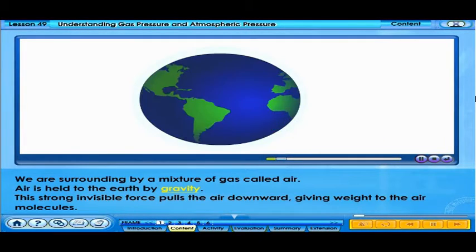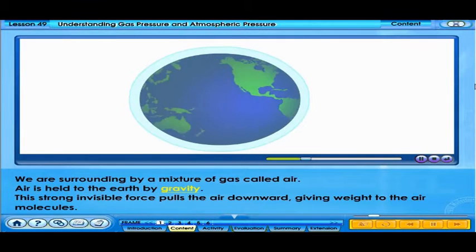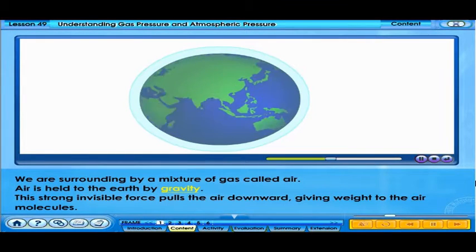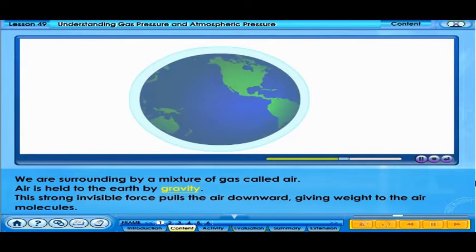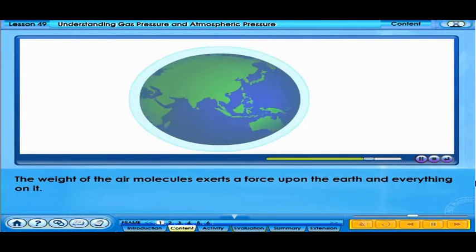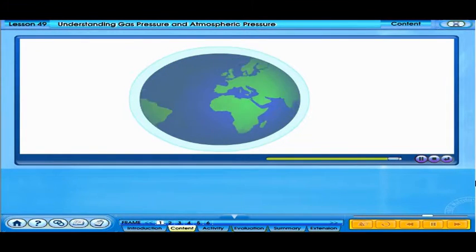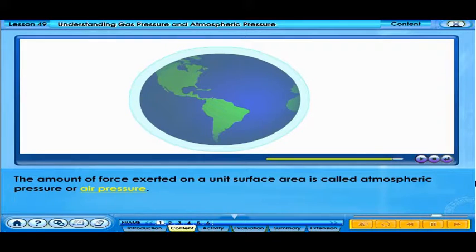We are surrounded by a mixture of gas called air. Air is held to the earth by gravity. This strong invisible force pulls the air downward, giving weight to the air molecules. The weight of the air molecules exerts a force upon the earth and everything on it. The force per unit area exerted by the atmosphere at any point within the gaseous envelope surrounding the Earth is called atmospheric pressure or air pressure.